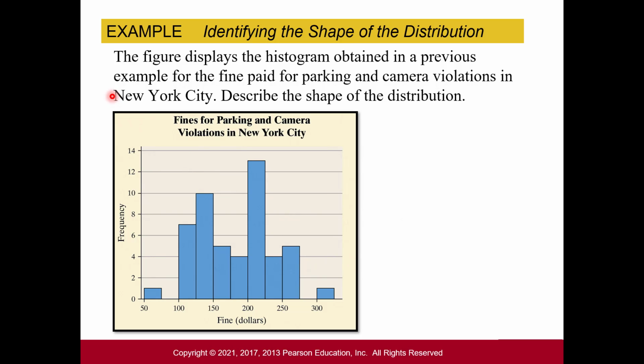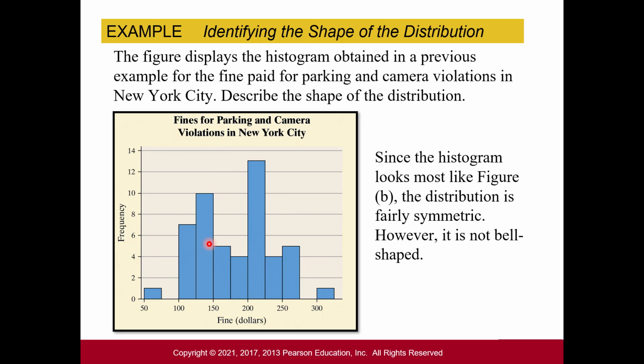From our example for parking violations, notice the graph, it does have some symmetry, like the left and the right sides are both relatively low. There are some high points toward the middle, but it doesn't actually fit any of the descriptions we just went over. So it does have symmetry, but it's not bell-shaped, even though it sort of tails off to the left and the right. Okay, that's it for this one.